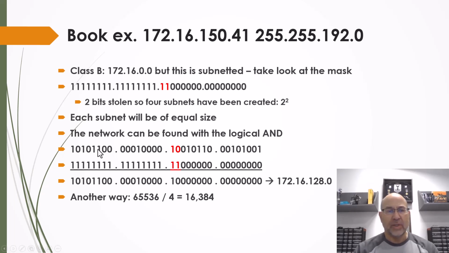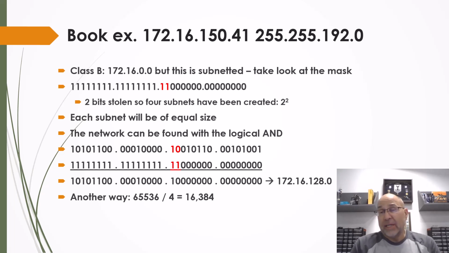So that's what I've done below here. This is 172.16.150.41 broken out into binary. And then here's the mask broken up into binary. And what we find out when we do the ANDing process is that the network upon which this host resides is actually 172.16.128.0. So that's the subnet. You would never get that by just looking at the IP address.